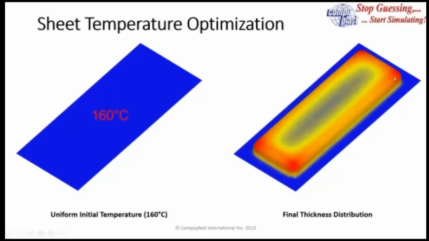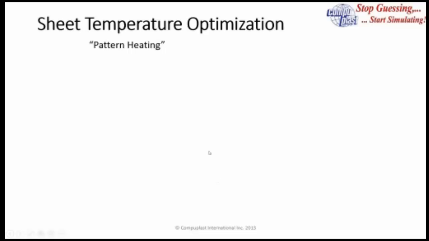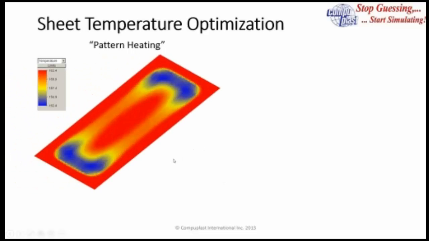And these corners were getting critically thin to the point where it would be easy to damage and crack the material here in these corners. And that's, of course, not desirable. So if we have the ability in our ovens to do pattern heating, then we can adjust the temperature distribution through the sheet.